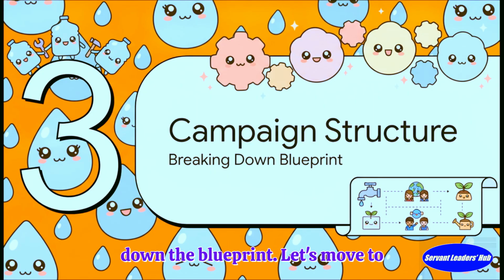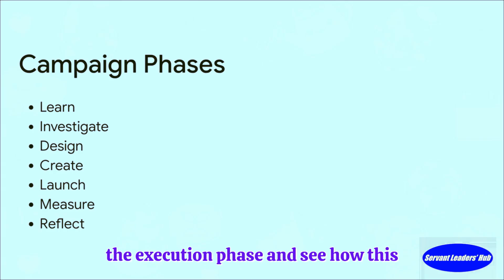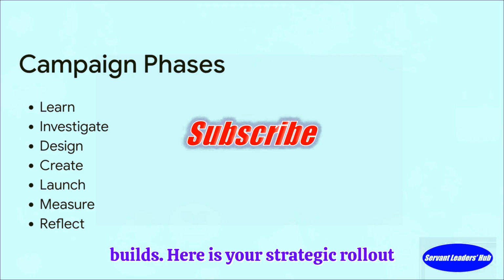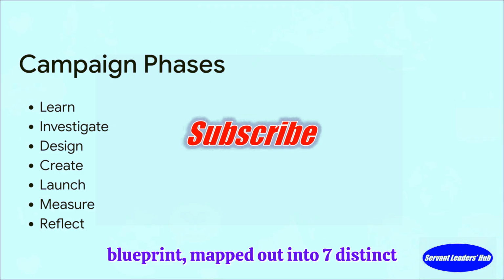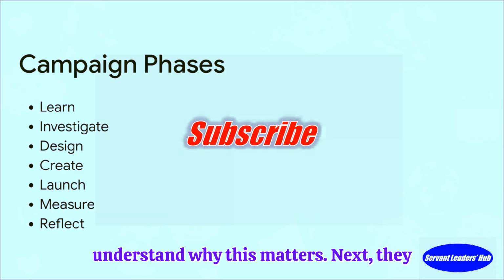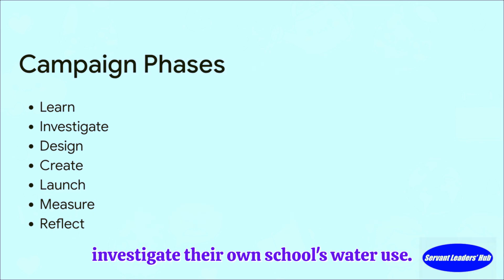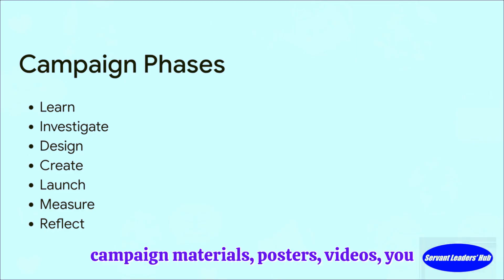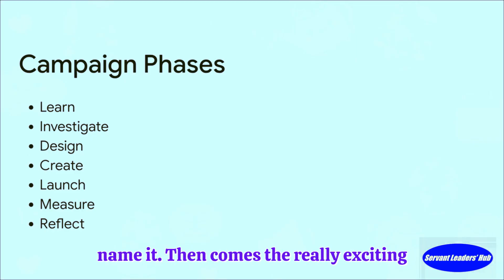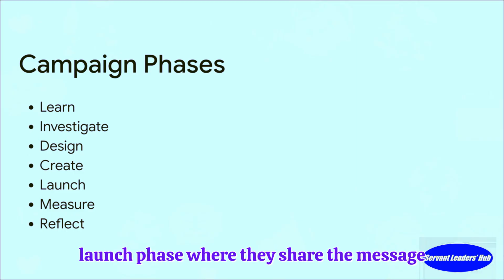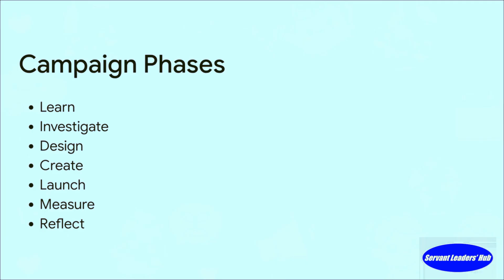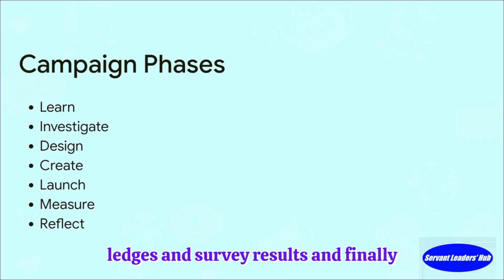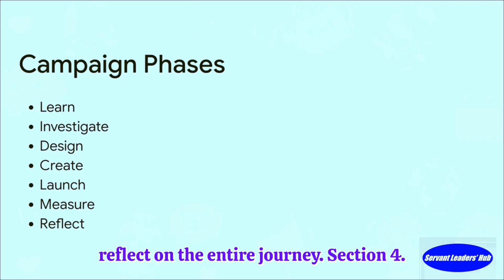Section 3. Structuring your water campaign. Breaking down the blueprint. Let's move to the execution phase and see how this builds. Here is your strategic rollout blueprint, mapped out into 7 distinct phases. First, students learn to understand why this matters. Next, they investigate their own school's water use. Then, they design and create their actual campaign materials. Posters, videos, you name it. Then comes the really exciting launch phase, where they share the message through events or online. Crucially, they must measure their impact by tracking pledges and survey results, and finally, reflect on the entire journey.